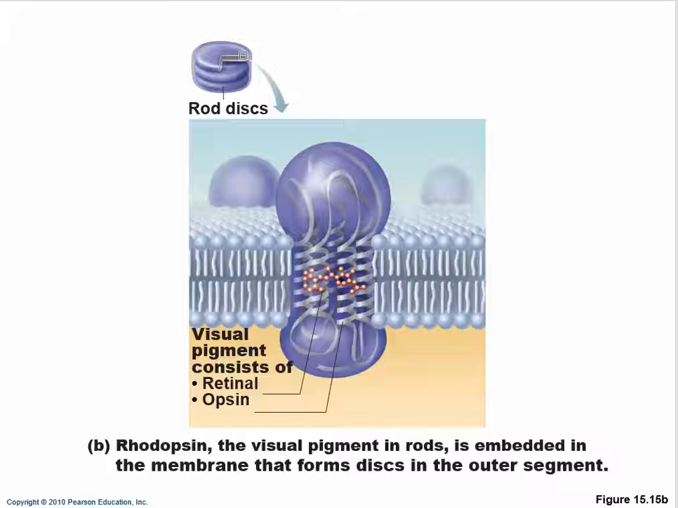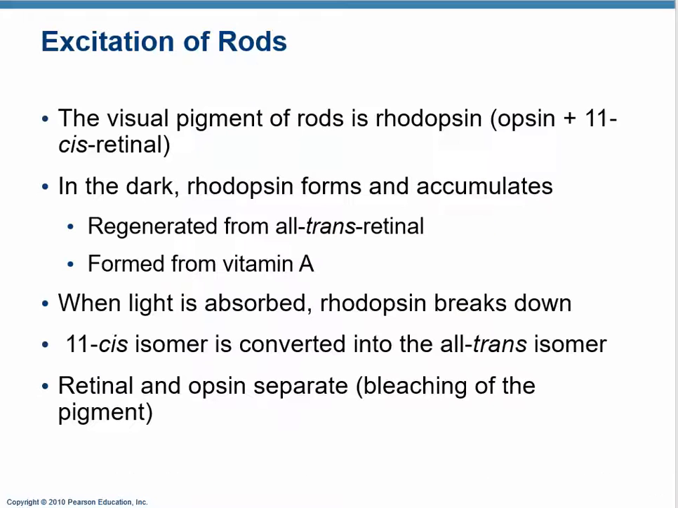So it looks like this, and again, you see it in the membrane. And we'll just leave it at that. So in rods, it's rhodopsin. So it's the cis plus opsin. In the dark, you make rhodopsin. So the trans retinol turns back into cis. You make more of it from vitamin A.